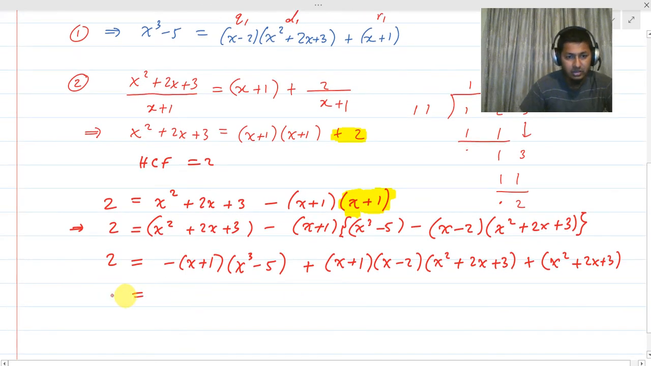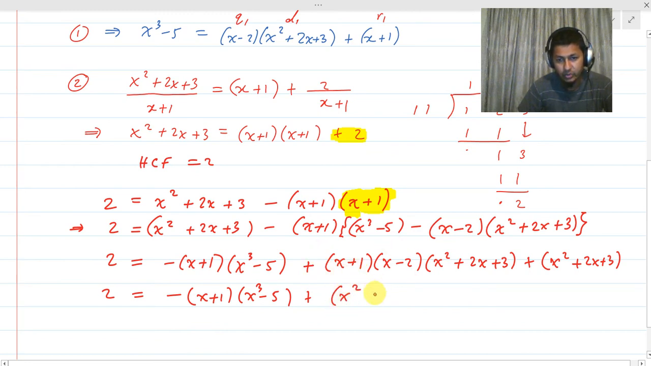So what we have now is that 2 is equal to minus (x plus 1) into x cubed minus 5 plus, if we open these up, we will get (x squared minus x minus 2) into x squared plus 2x plus 3, and if we factorize this as well, so plus x squared plus 2x plus 3. Now let us factorize this and add a 1 inside here.